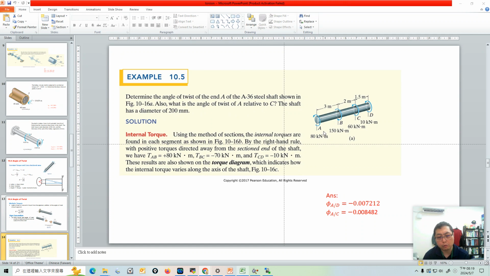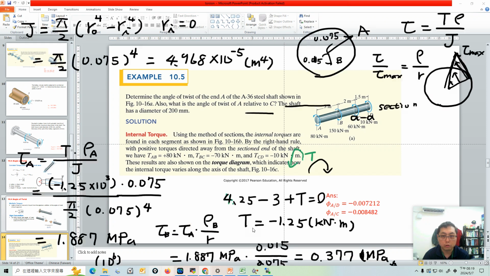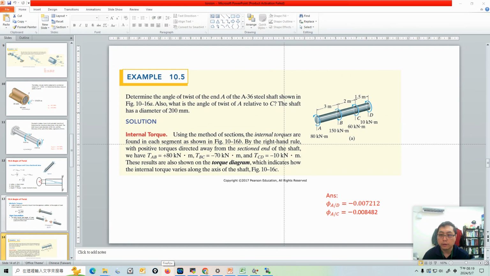But I think he's trying to say the angle of twist of A with respect to D. That's what I think he wants to say. They also want to calculate the angle of twist of B and A with respect to C. So let's draw a free body diagram of this problem first, and I think the problem will look like this.